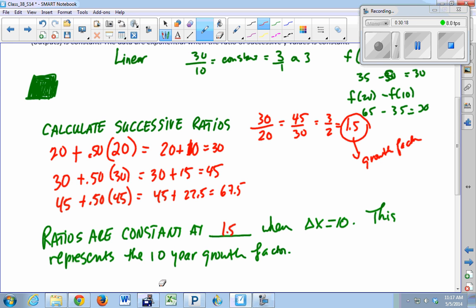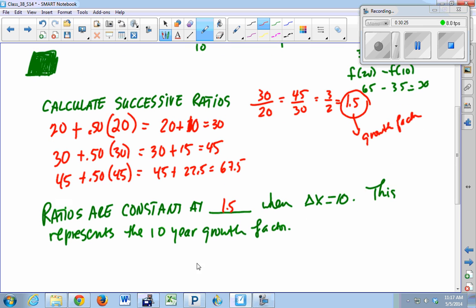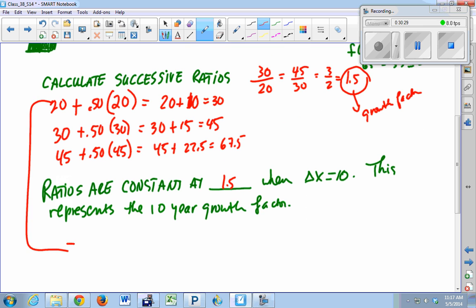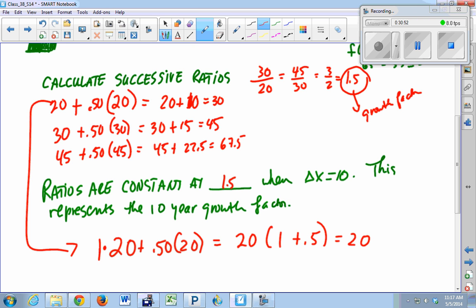Okay. So it's really interesting how Amy thought about this, because I want you to take a look at this for a minute. Let's take a look at this first equation. 20 plus 0.5 of 20. And I'm going to just write something in front of this 20. I'm just going to call 20 1 times 20. Can you see the 1.5 in there? If you pull out a common factor of 20, you have 1 plus 0.5 left, which is 20 times 1.5.